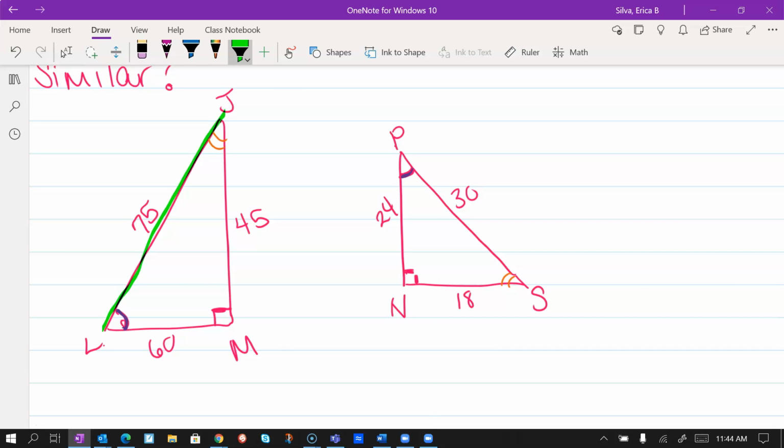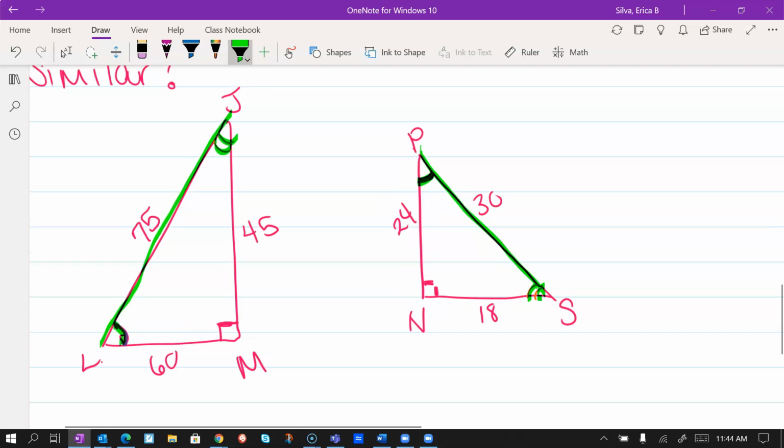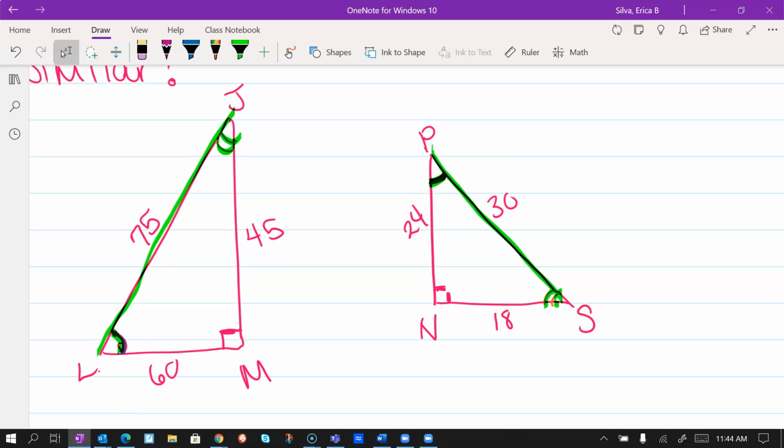For example, here I'm going from angle L to angle J. Notice how this has one arc and this one has two arcs. So I'm going from one arc, P, to two arcs, S. So these two are corresponding. Does everybody see that? I'm going to write that down. We've got LJ corresponds to PS.